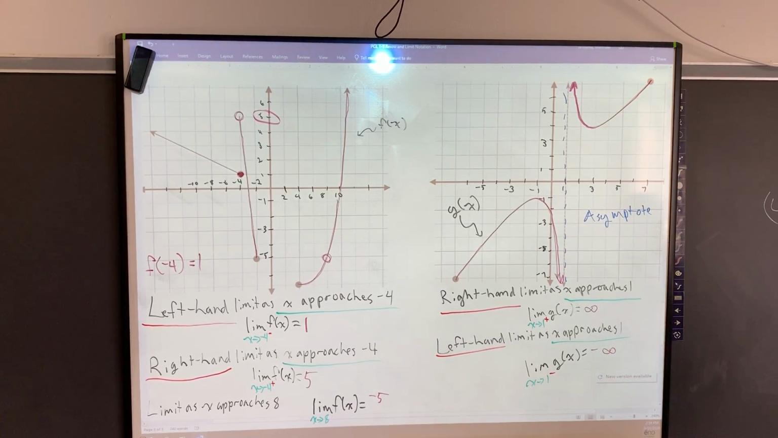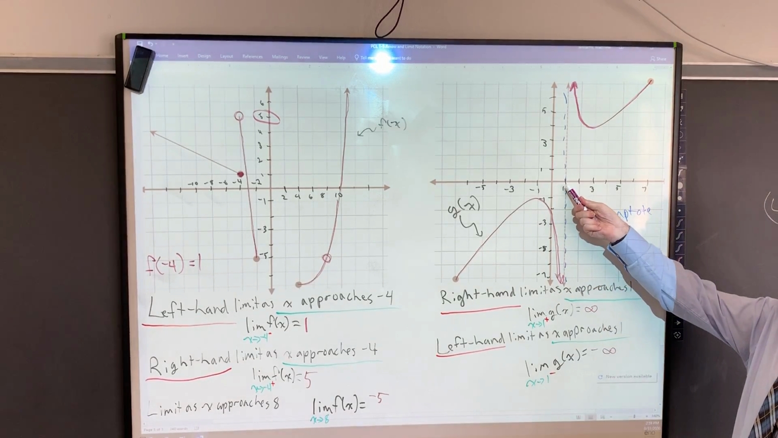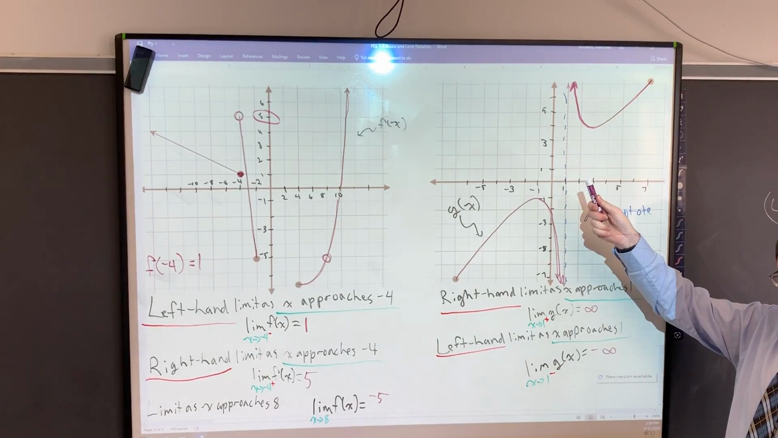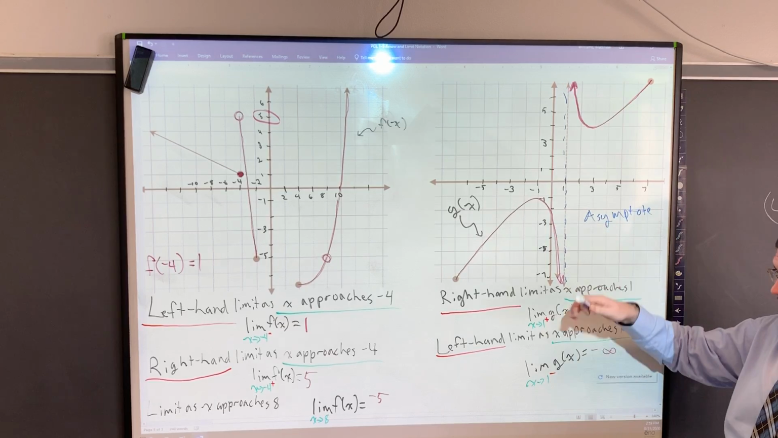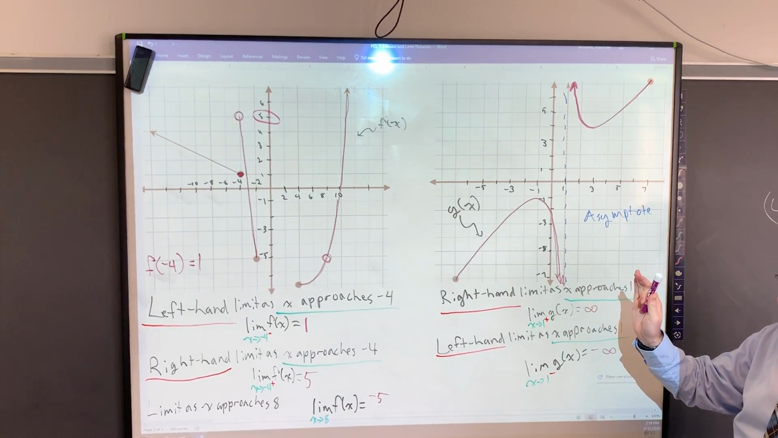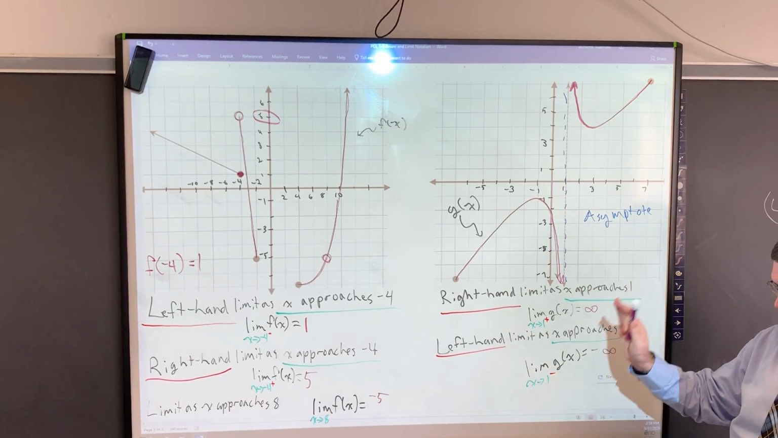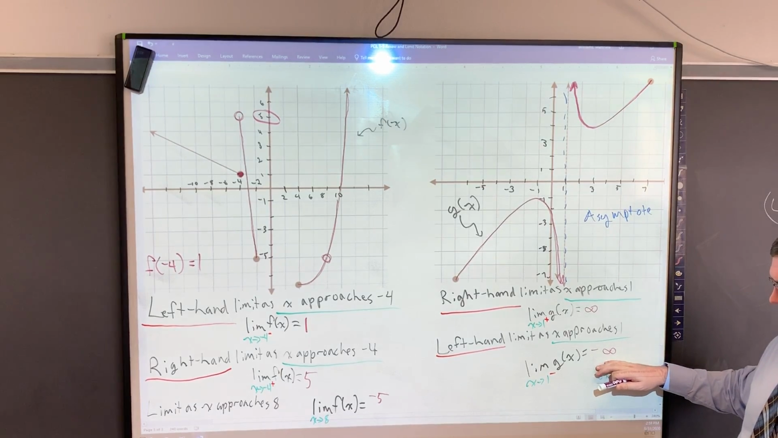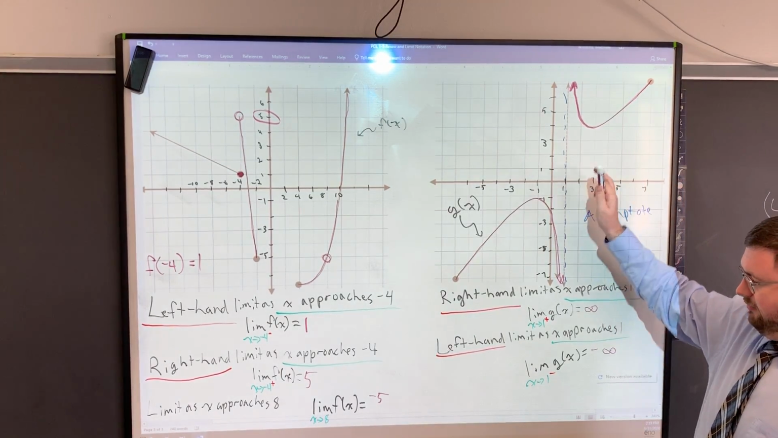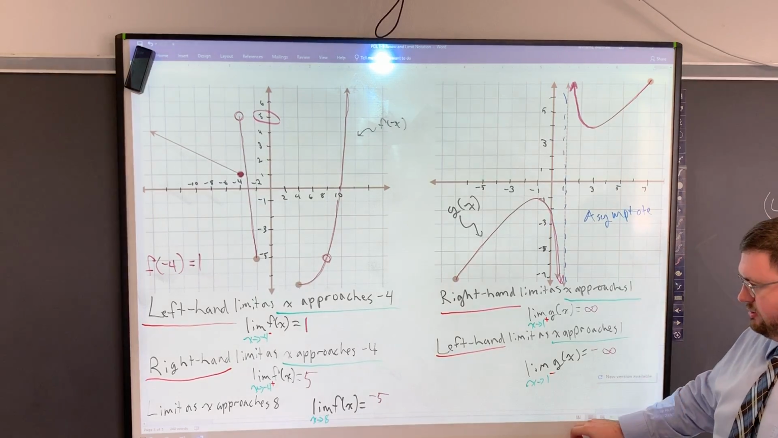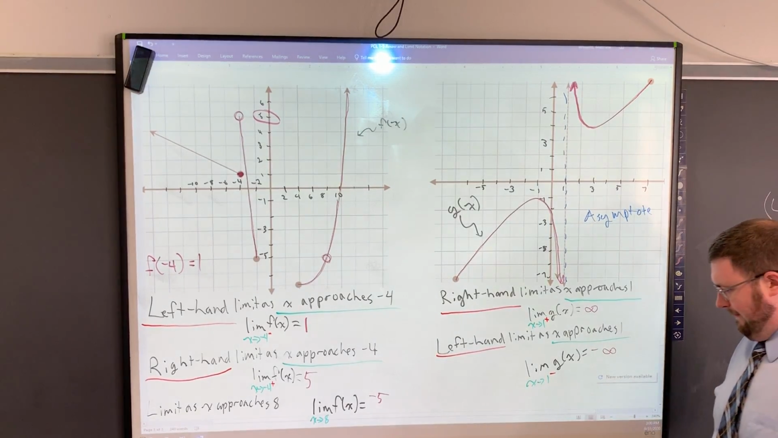Now again, this is not saying that this is what it is at x equals 1. At x equals 1, there's an asymptote. The graph does not exist. But as you get closer to positive 1 on the left-hand side, it goes down toward negative infinity. And as you get closer to positive 1 on the right-hand side, it goes up toward positive infinity.